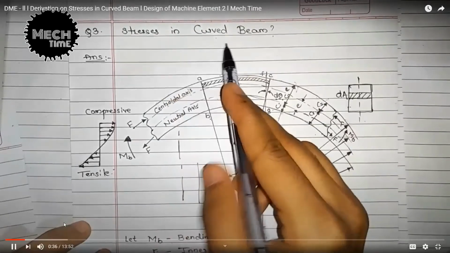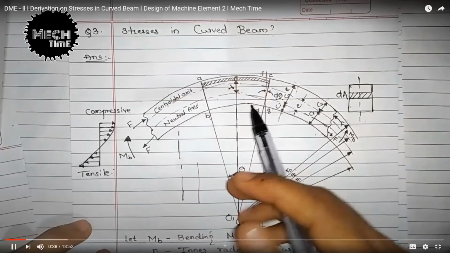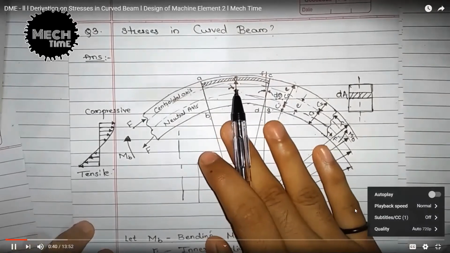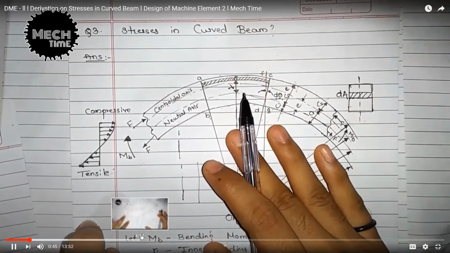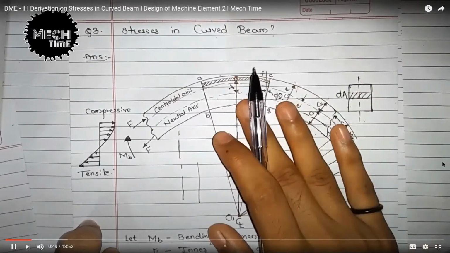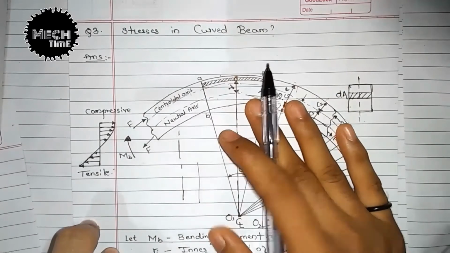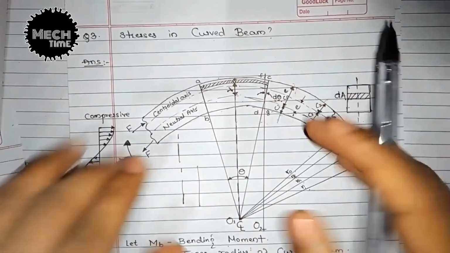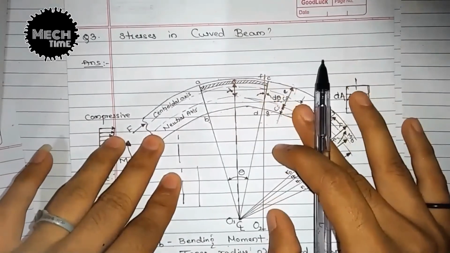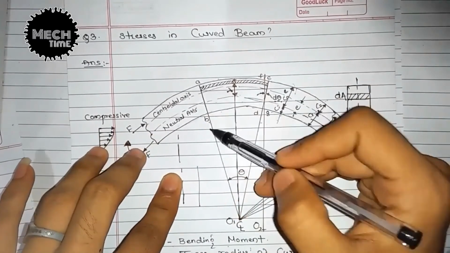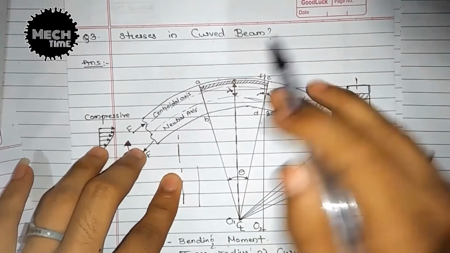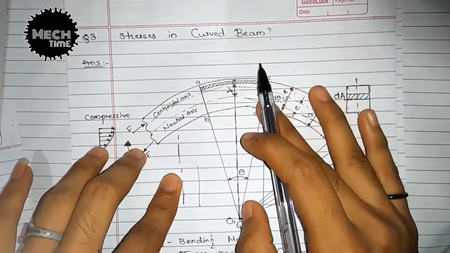Stresses in curved beam, as I said, is an important derivation, so we need to know it. Okay, we'll start. Consider a curved beam subjected to a bending moment MB as shown in the figure. This is a curved beam which is subjected to a bending moment. Until and unless we apply a bending moment, it will not be curved. In the figure you can see the lines AB and CD represent two such planes before bending.